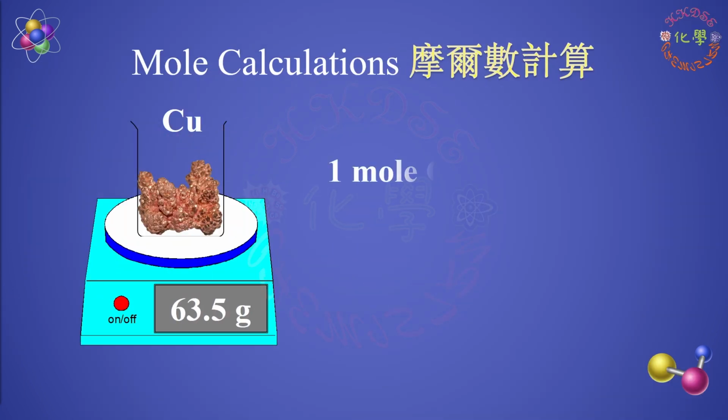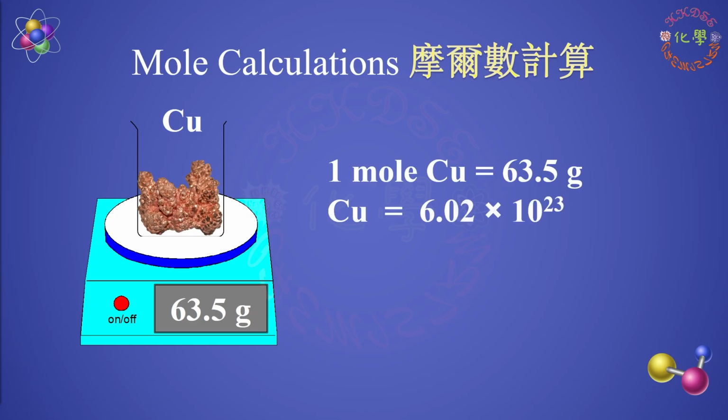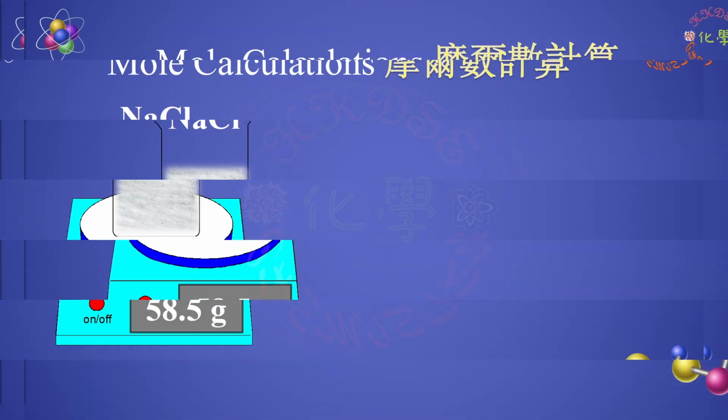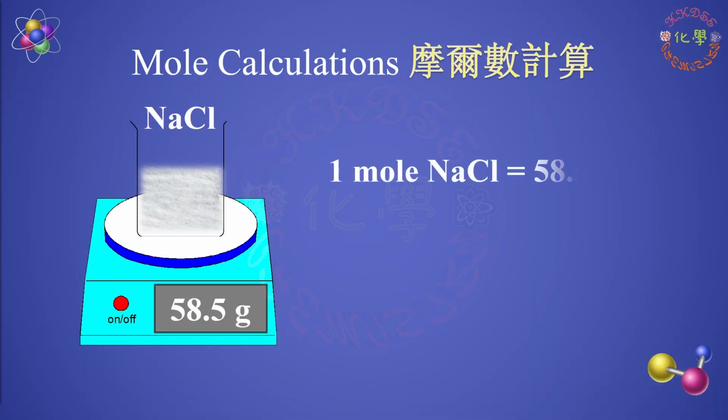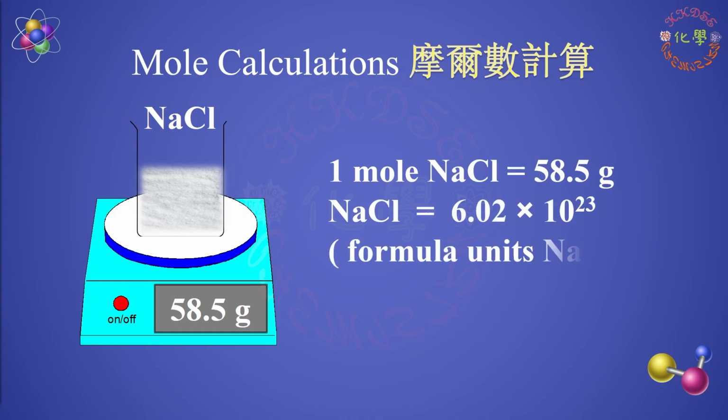1 mole of metal copper is equal to 63.5 grams, and contains 6.02 times 10 to the power of 23 atoms of copper. 1 mole of sodium chloride is equal to 58.5 grams, and contains 6.02 times 10 to the power of 23 formula units of sodium chloride.